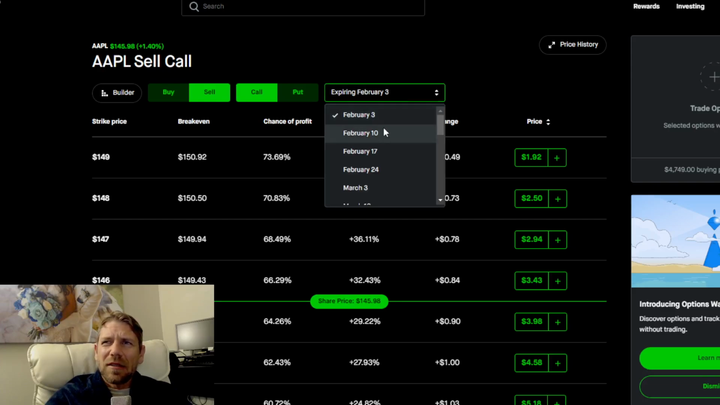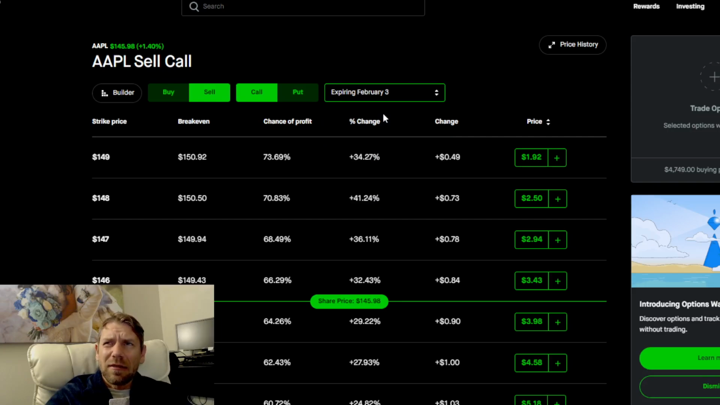Apple is one of the most liquid stocks ever. It's the largest publicly traded company in the world. I think it's bigger than Aramco. Maybe Aramco is bigger right now, but it doesn't matter. In either case, the first thing you want to do is pick a date.